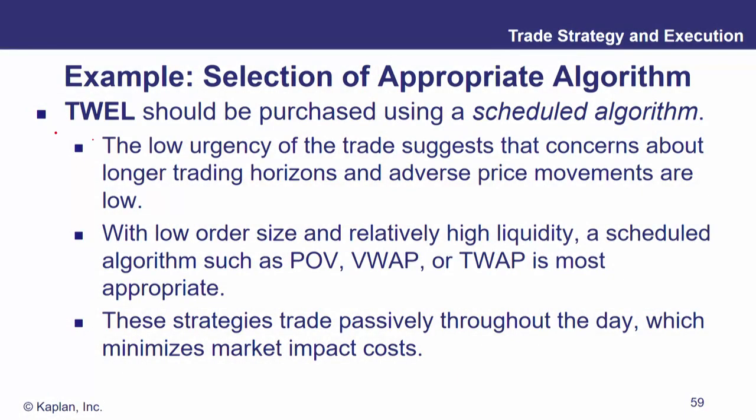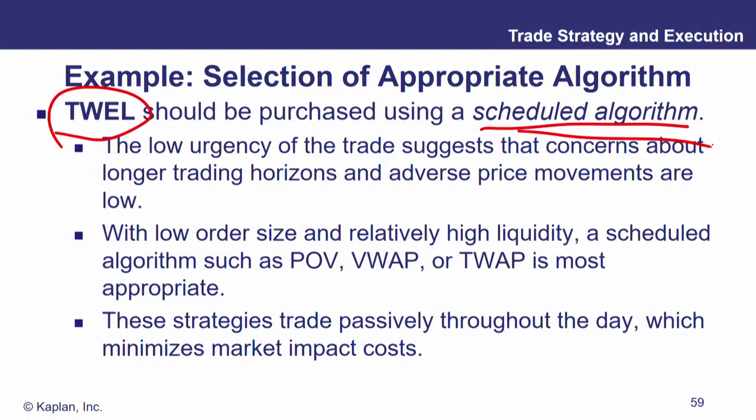Okay, what about TWEL? So let's go ahead and just use the scheduled algorithm here. Remember, it was a low urgency trade. It was low average daily volume. I think it was 5%. So what are some things that we have to deal with? So with this low order size and relatively high liquidity, any scheduled algorithm, a POV, a VWAP, or TWAP is appropriate. So these are going to trade passively through the day, so they're going to minimize market impact cost.